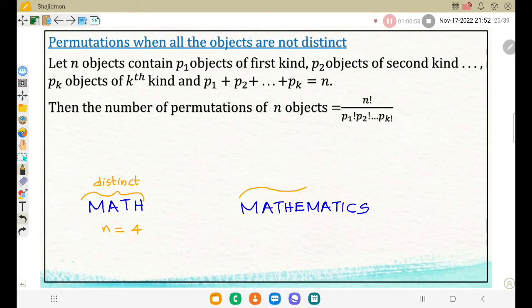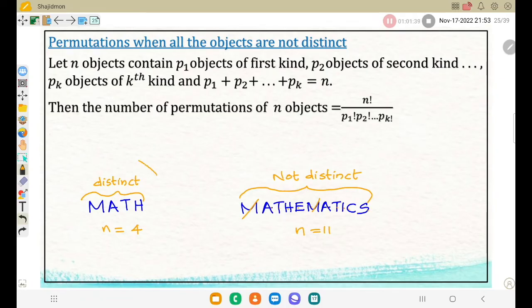Now here, check these letters. Is it distinct or not distinct? Not distinct, because M comes 2 times, correct? A comes 2 times, and some other letters are repeating. So this type of word we call not distinct, because the letters are repeating. So how many letters are there? 1, 2, 3, 4, 5, 6, 7, 8, 9, 10, 11 letters. N equal to 11. So not distinct.